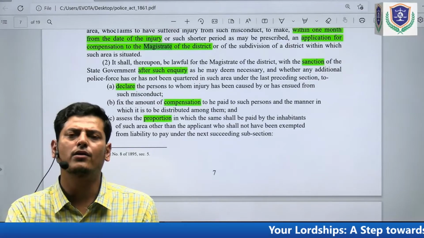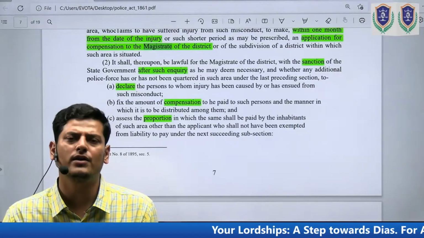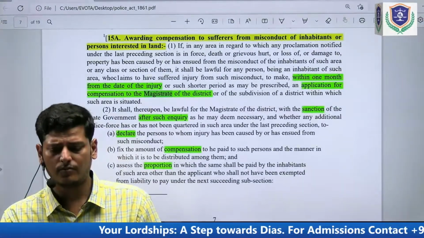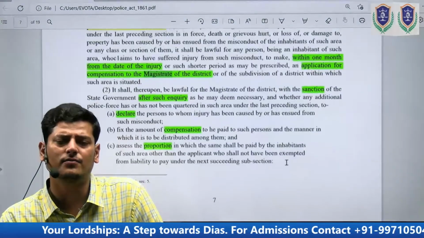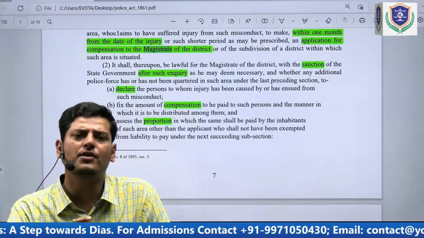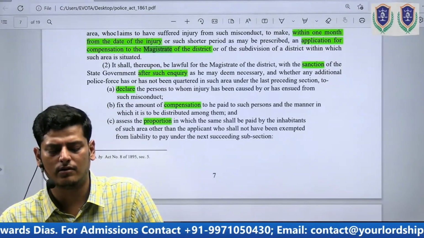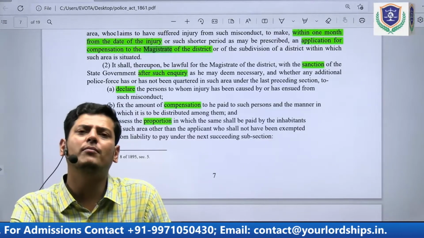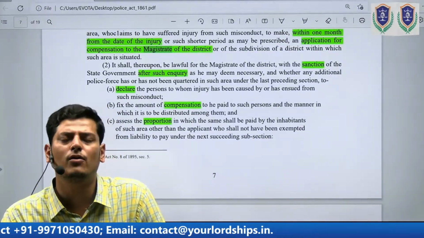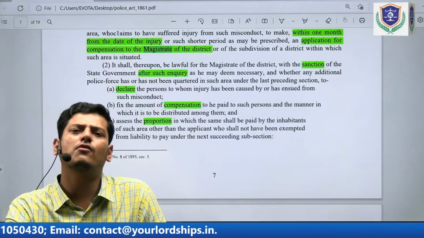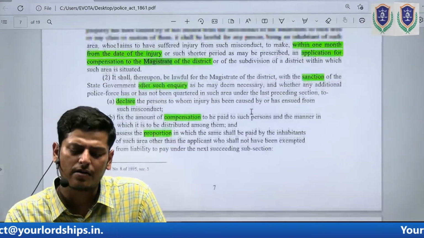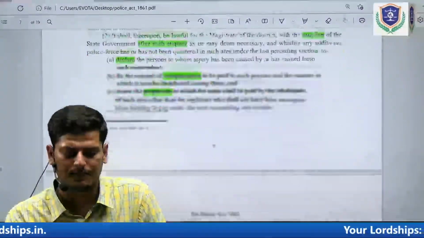कि कौन पर्सन उस एरिया में है जिन्हें इंजरी कॉज हुई है ड्यू टू सच डेंजरस कंडक्ट ऑफ द इनहैबिटेंट्स, या कंपनसेशन का अमाउंट मजिस्ट्रेट फिक्स कर सकता है, और प्रपोर्शन भी फिक्स असेस कर सकता है किस प्रपोर्शन में ये जो लायबिलिटी पेएबल होगी, और सर्टेन क्लास ऑफ सेक्शन को एग्जेम्प्ट भी कर सकता है. So this has been covered under section 15A.